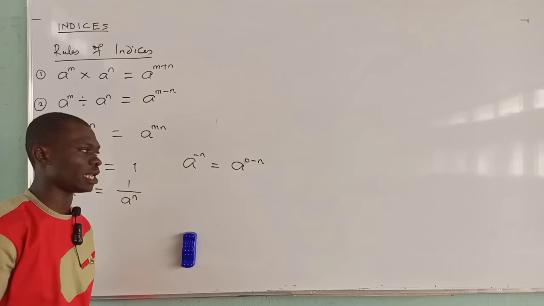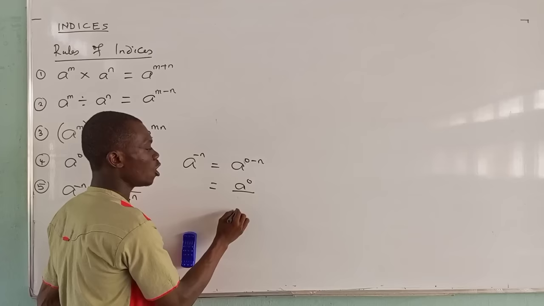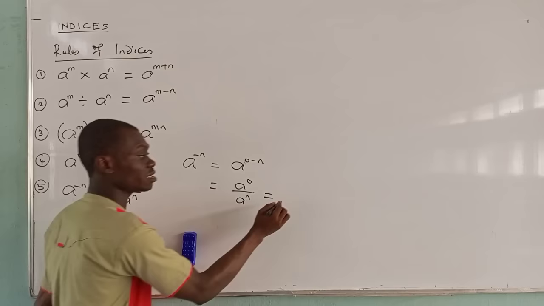Now, by this second rule also, you will see that this is the same thing as a raised to power 0 all over a raised to power n. And a raised to power 0 by the fourth rule here is the same thing as 1. And that will be all over a raised to power n, which is exactly what we have here.